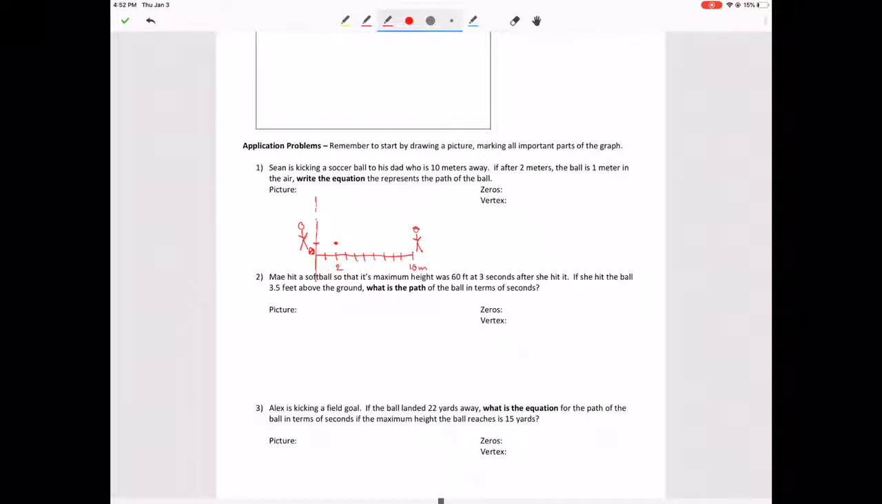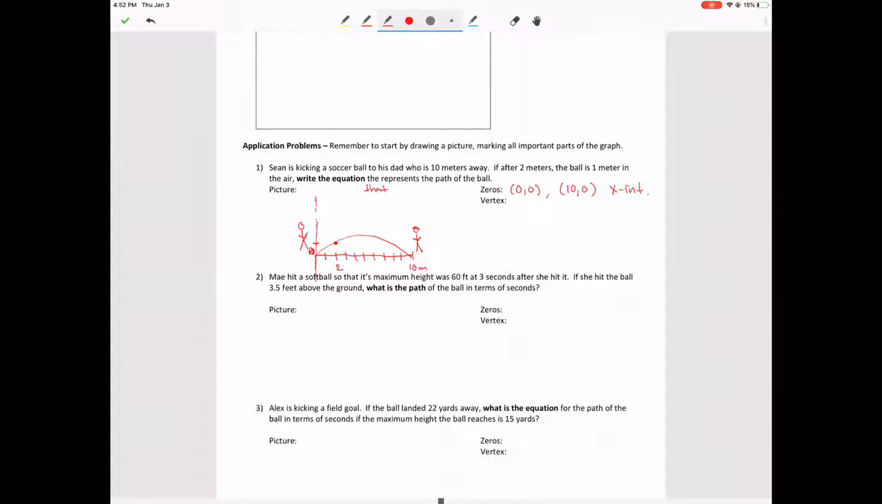Write an equation that represents the path of the ball. Okay, so we have our nice equation. We know that we're doing quadratic, so it's going to be something like this to his dad. Maybe not perfect, but okay. Given this information, we want to come up with what form we could use. So let's say zeros. What are our zeros? 0, 0, and we also have 10, 0. Those are our 2 zeros, or our x-intercepts.